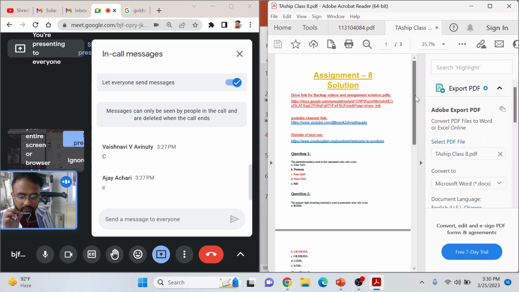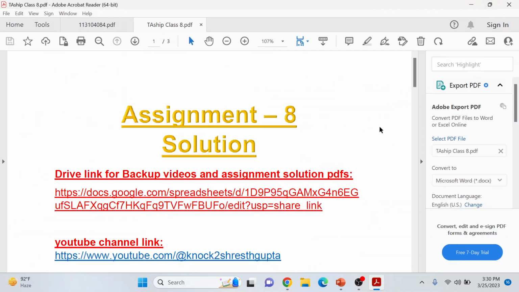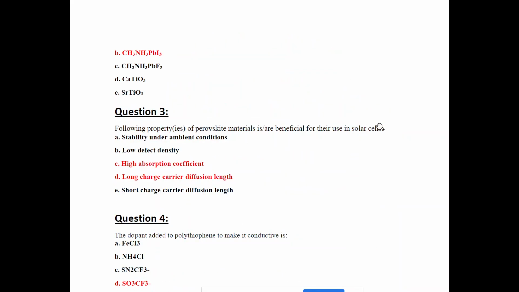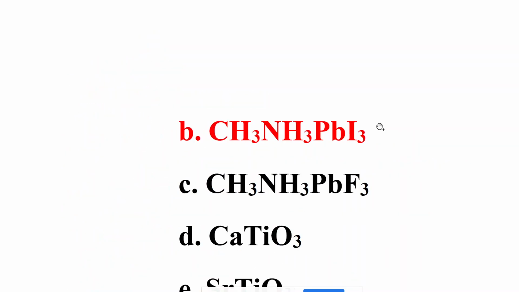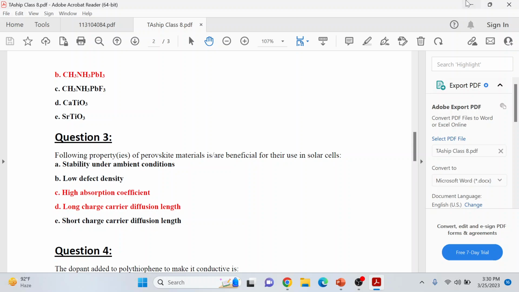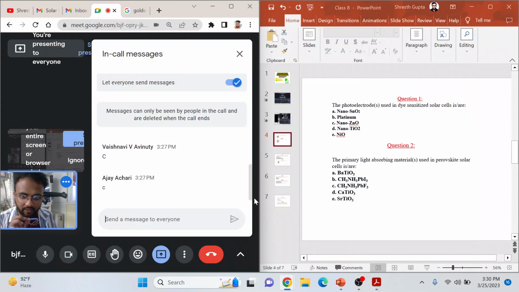Let me show you the answer so that you guys can understand. The correct answer is B. The correct answer is MAPbI3. Okay, the MAPbF3 is not a right answer. Go through these questions. It can come in the exam as it is.